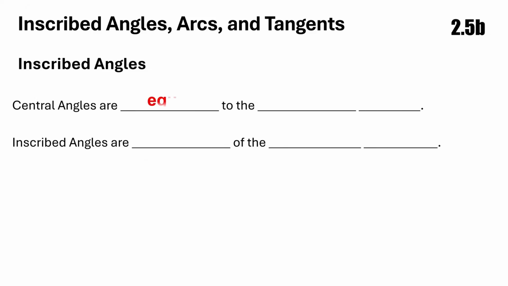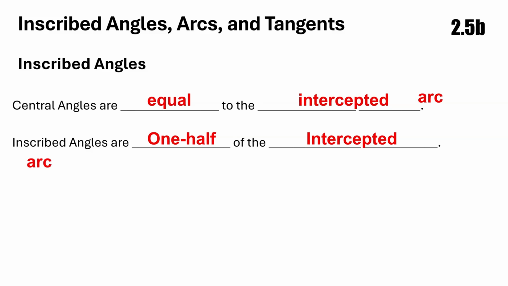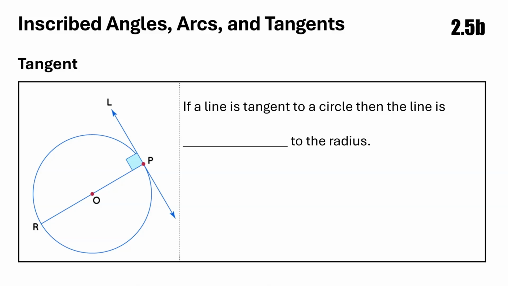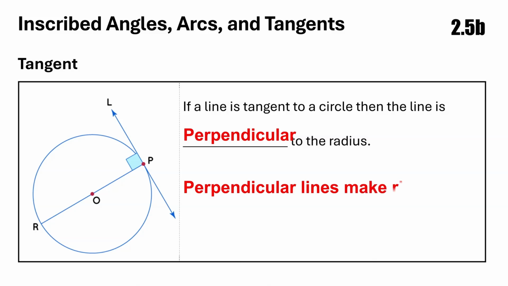Central angles are equal to the intercepted arc. Inscribed angles are 1/2 of the intercepted arc. If a line is tangent to a circle, then the line is perpendicular to the radius. It should be noted that perpendicular lines make right angles.